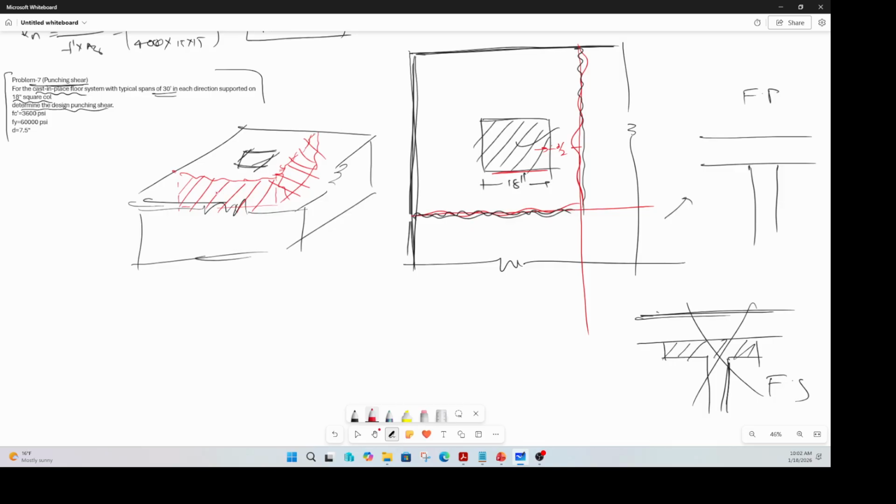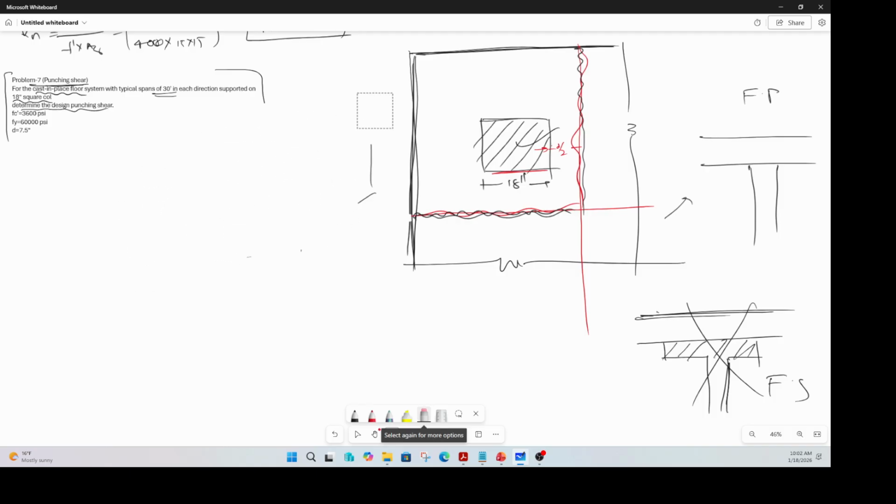That is the area that is taking the shear. If you know the shear stress, and you multiply that shear stress with this area that is taking your shear, then you can find out how much shear load this particular concrete slab can handle before a punching failure can set in. So let's clear that and start finding out that particular value.